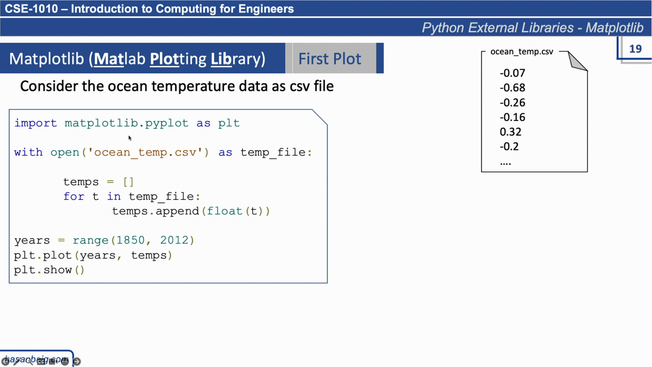So import matplotlib. Within Matplotlib there is a sub-package called pyplot, and we are importing it and giving it the name plt. So instead of typing the entire thing, we will only be referring to this package as plt. Okay, with open, you have already studied how we can open a file with open ocean temperature CSV as temp file. What is the advantage of using this method, with open? We studied it last week.